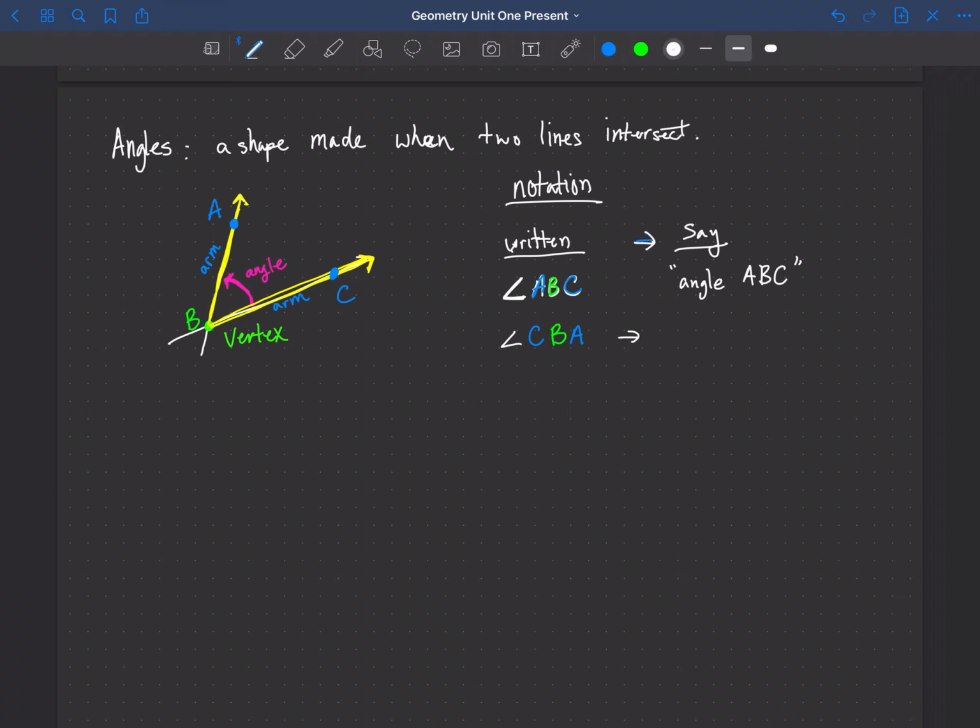So the way we say this is angle ABC. Another name you can write for that would be angle CBA, and you would say angle CBA.